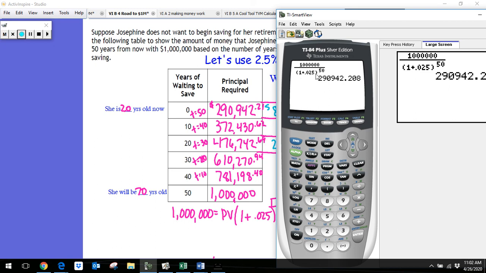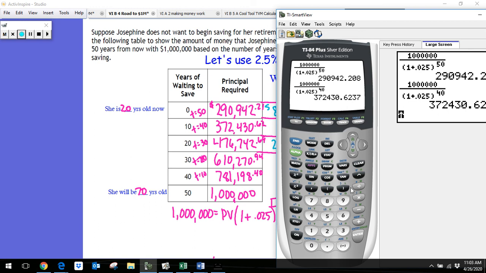So here on the calculator, you see 1.025, that's 2.5% interest for 50 years. So if she put away $290,000 now, not that it's normal to have that laying around, it would grow to be $1 million. I will do the next row here. If she waits until she's 30, she would only have 40 years for that money to grow. So she would have to put in more, $372,000.